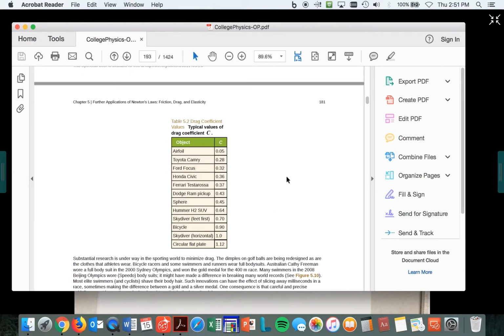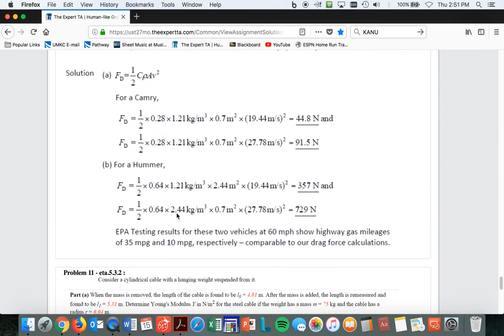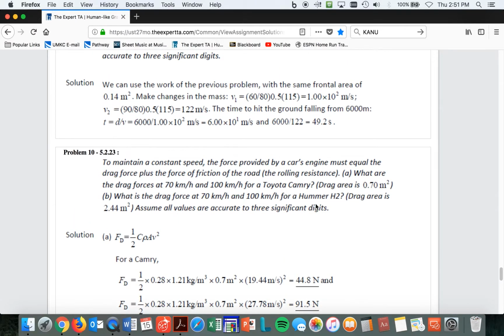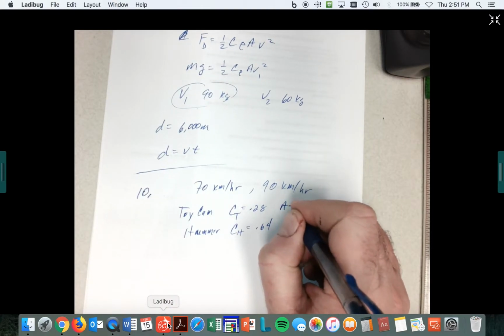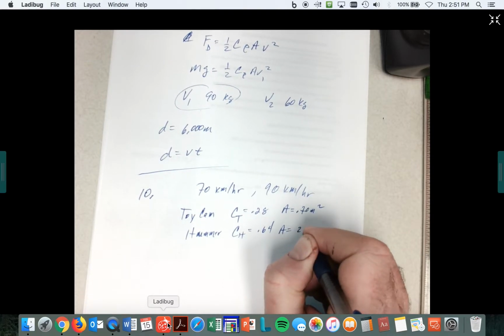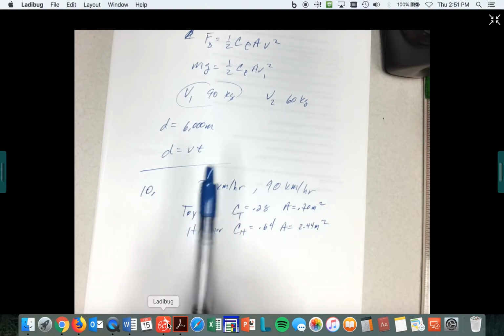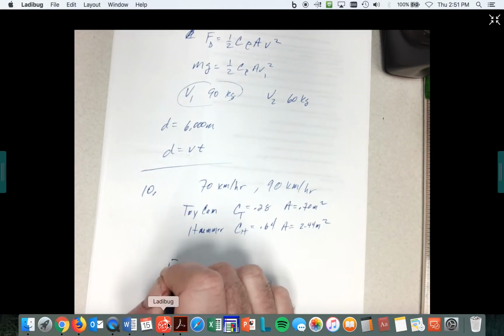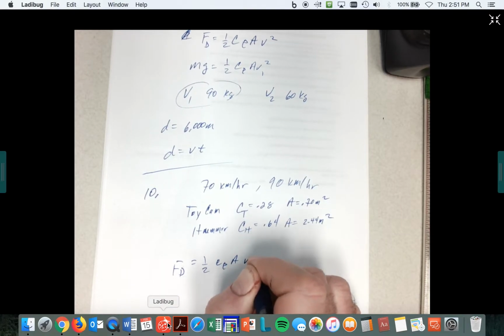Did they give us any other information? I'm going to look at the problem real fast, because I'm looking at the solution part. Okay, so did you get that? The area for the Toyota is 0.7 meters squared. The area for the Hummer is 2.44 meters squared. So you can see the drag force for the Hummer, just by knowing that the force of drag is equal to 1/2 C rho A V squared.